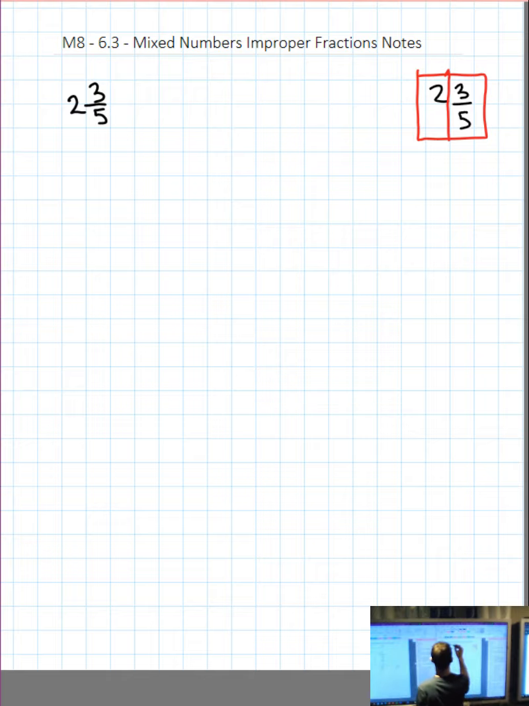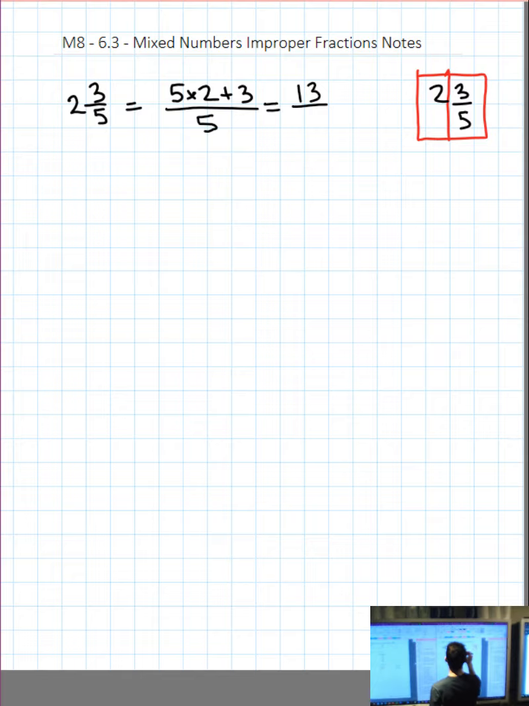So the bottom is 5 times the number on the left, plus the number on the top, over the same bottom. And 5 times 2 is 10, plus 3 is 13. And 13 still over 5. Again, I'm going to circle my answer.